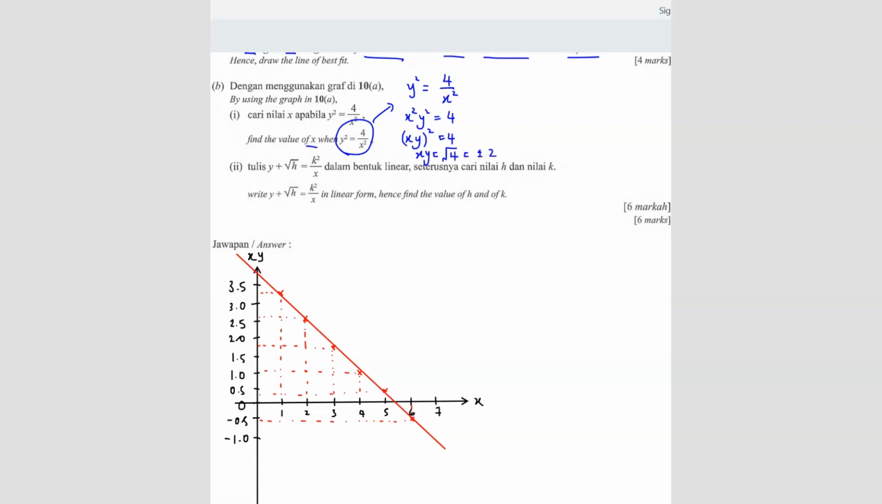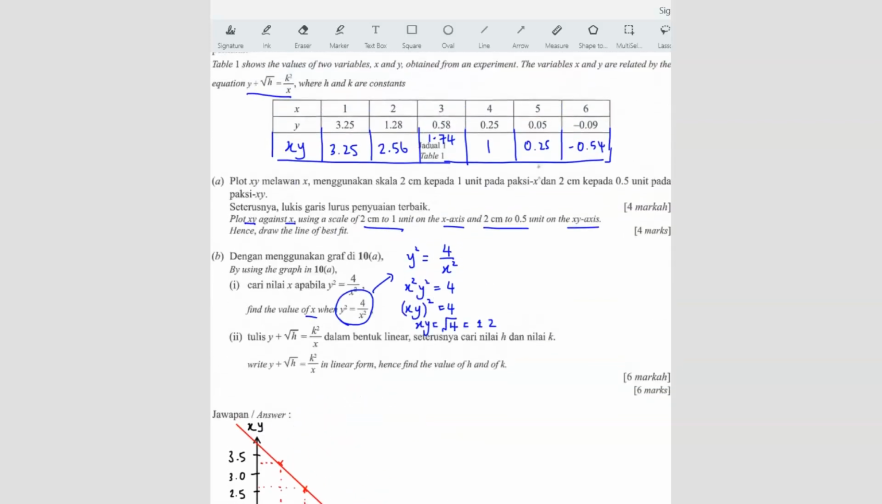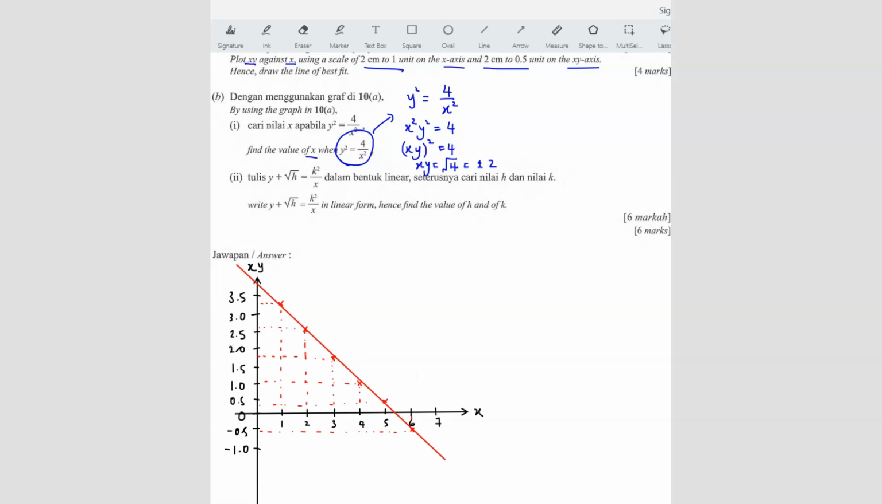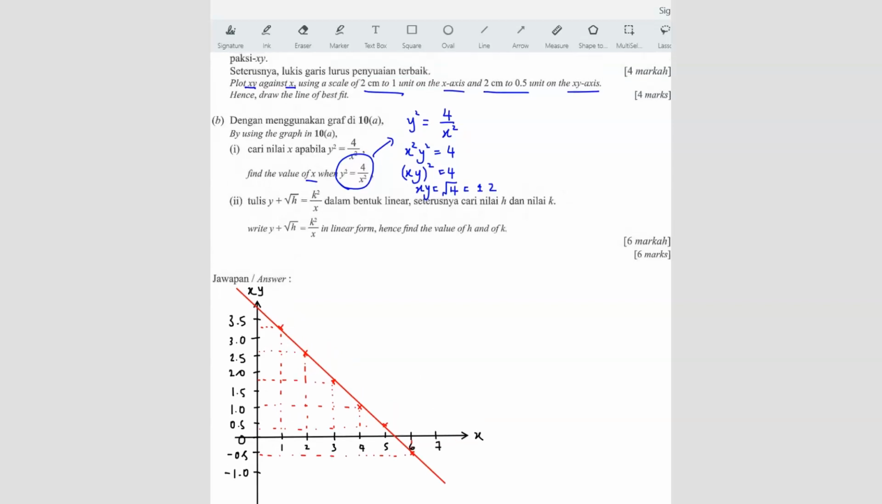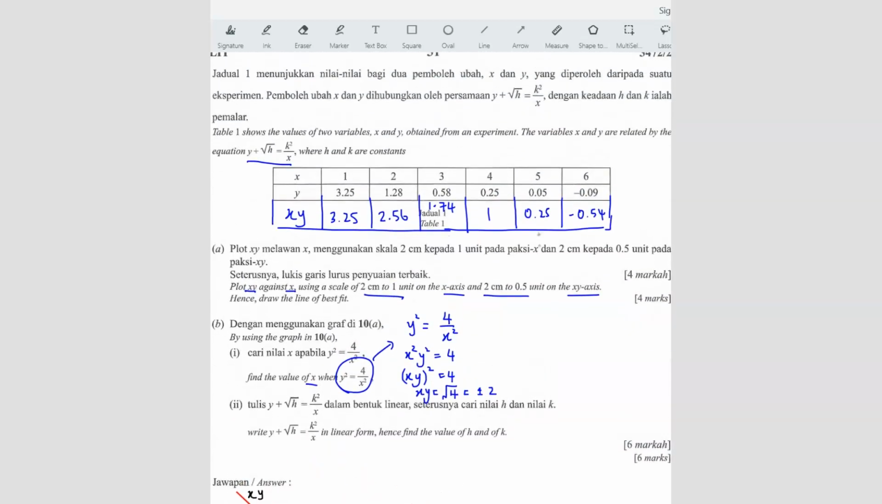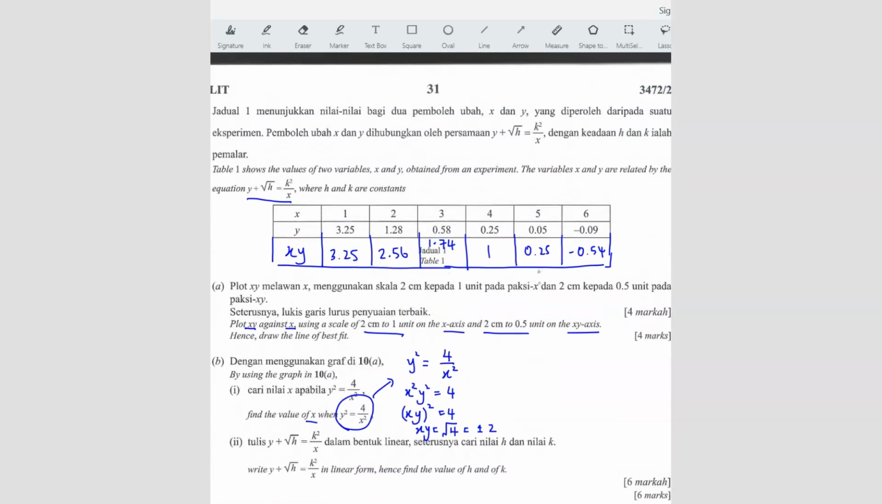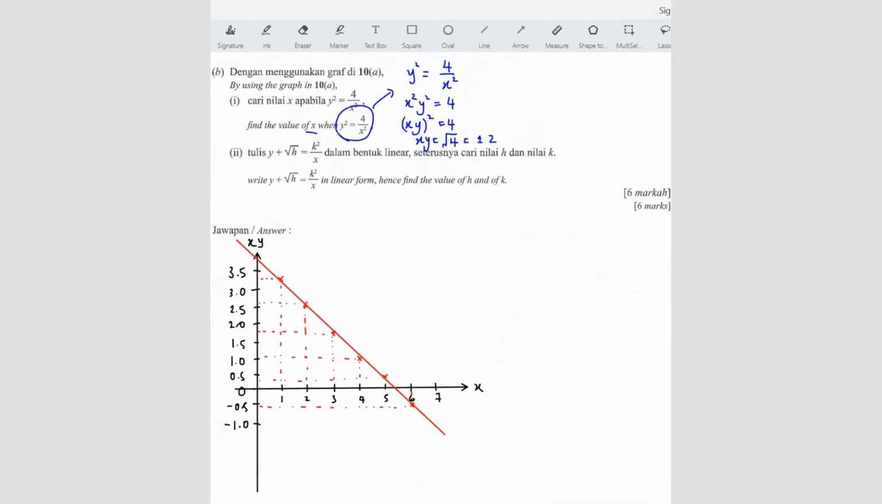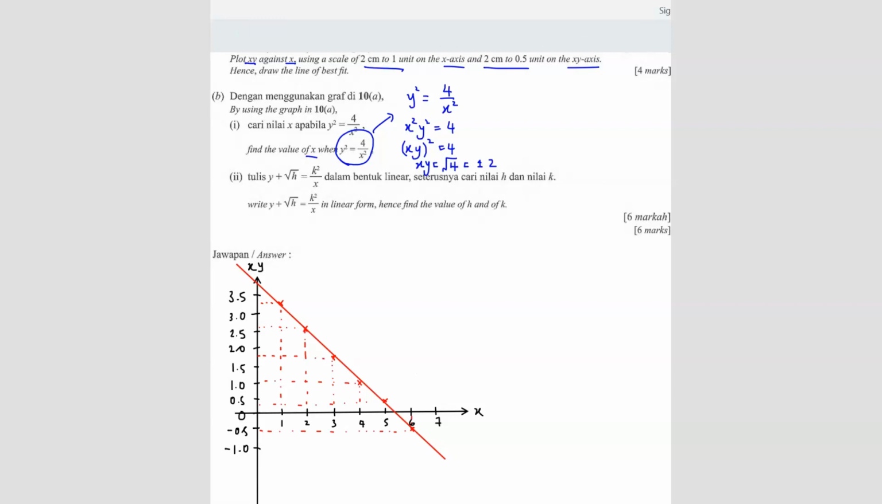Here's the thing though. In the graph I plotted, I don't have the negative side. So perhaps when you draw, you might want to have the negative side, because the question doesn't say it is limited to the positive side. Because of that, maybe you should also draw the negative side. So you should have two answers.